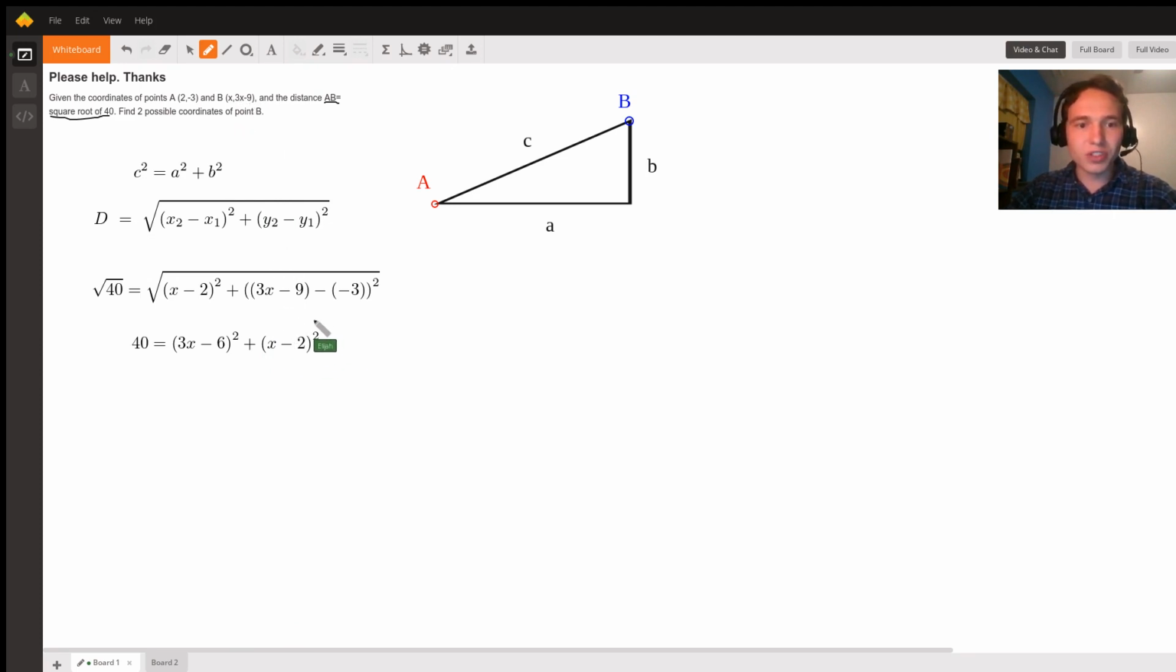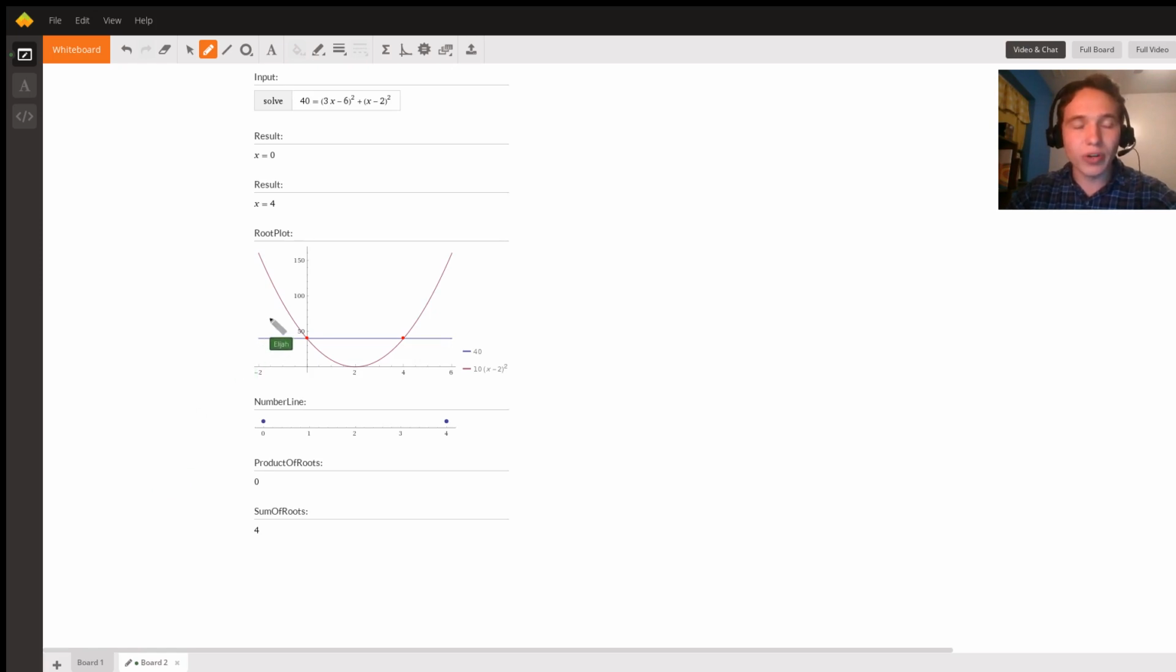Now, obviously, there's more than one solution to this equation. That's why it's asking for two possible coordinates of B, because there's more than one way to solve this. There's more than one number that makes this equation true. If I go over to my second board here, I've taken this equation from the previous board and plugged it into Wolfram Alpha, and I asked it to solve it. And it gave me the results of 0 and 4.